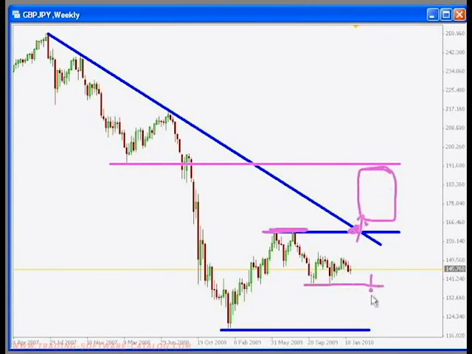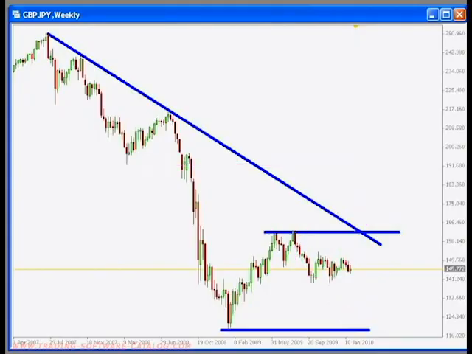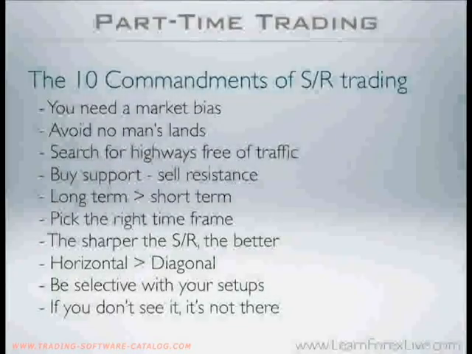Same thing here, get a breakout to the downside, no traffic in this area. That's a beautiful area to search for short opportunities. As long as price isn't trapped within this area, that's a no man's land. That's not where I want to trade. Okay, now let's move on with the presentation.